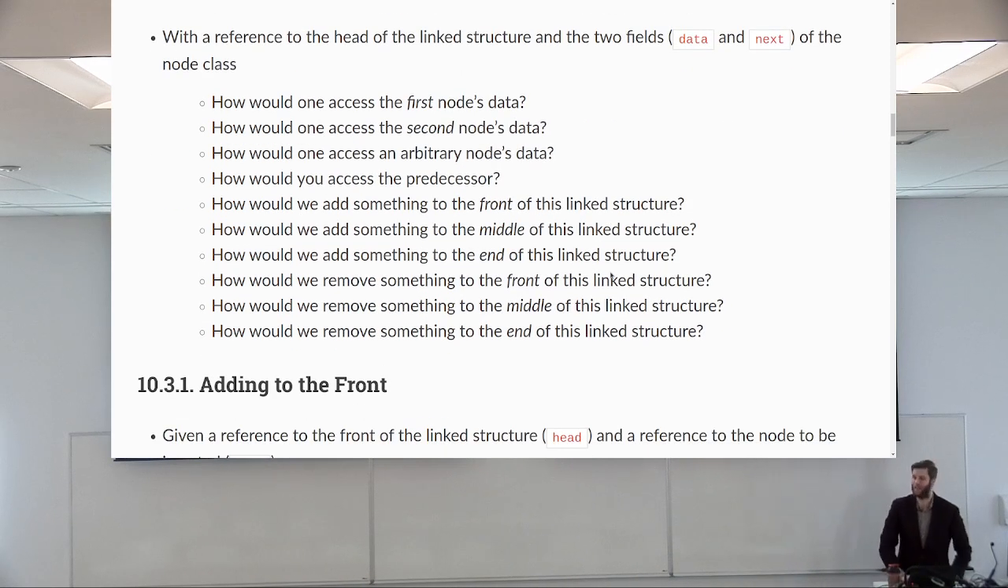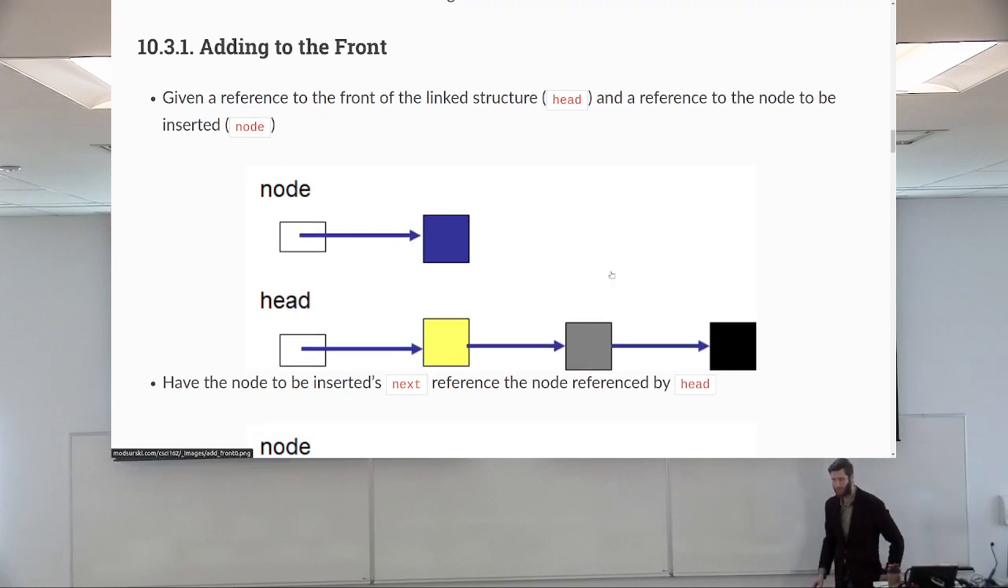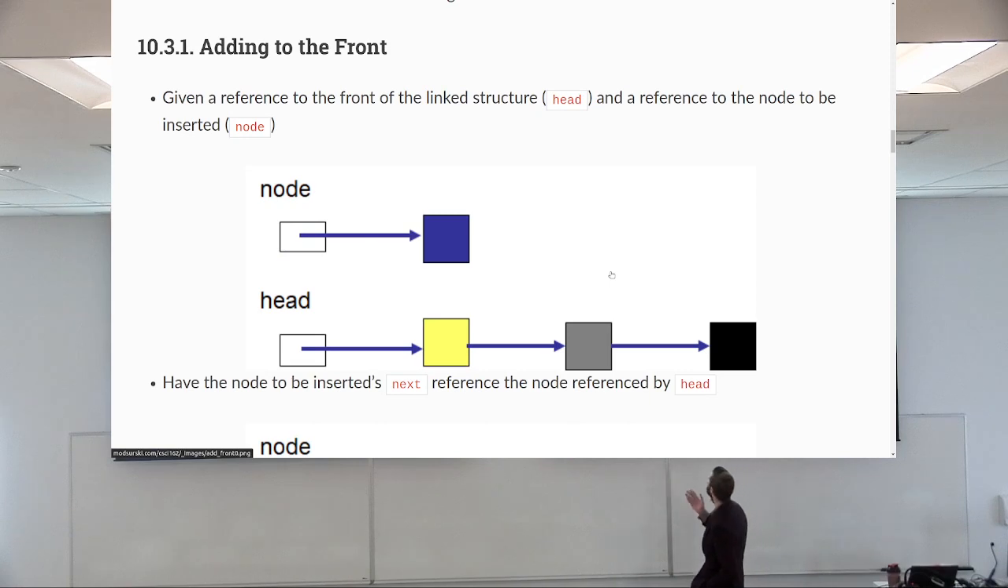If I want to add something to the front, well, let's have a look. Given a reference to the front of the link structure, head, and a reference to the node to be inserted, node, this is the situation I have. That blue node, I want to insert into my link structure. This is a very simple link structure. It's got 1, 2, 3 elements in it, that's all. The yellow, gray, and black. Remember, head is not a node, it's just a reference to that node at the beginning of the link structure.